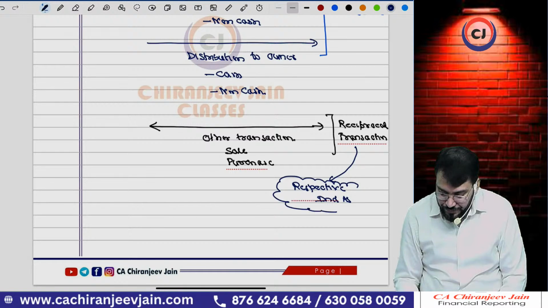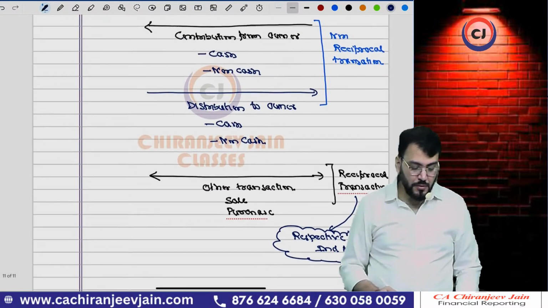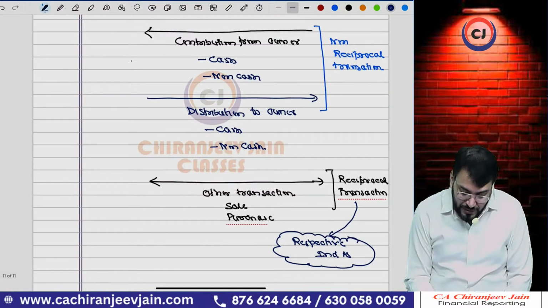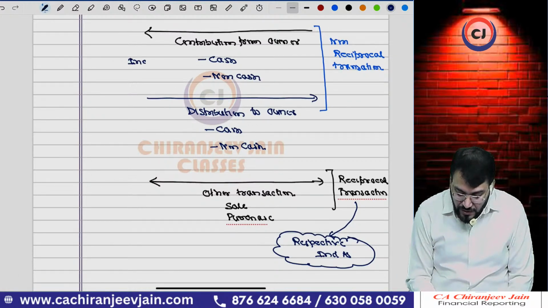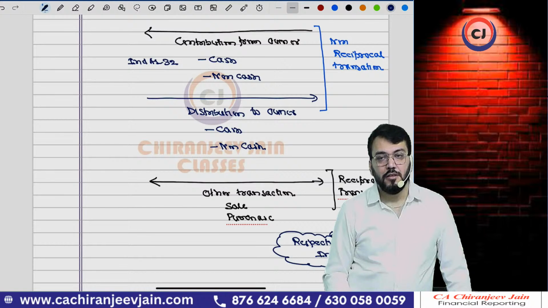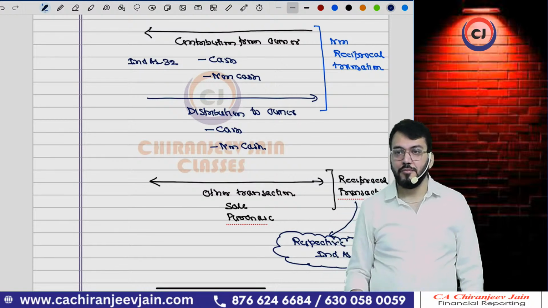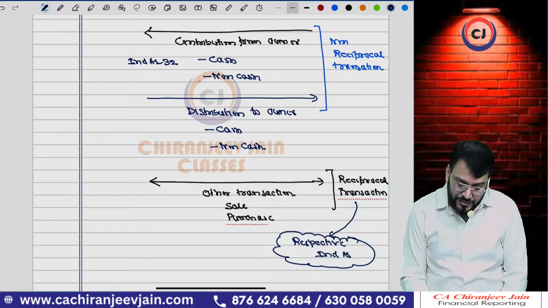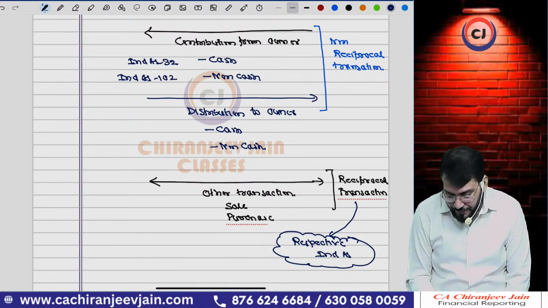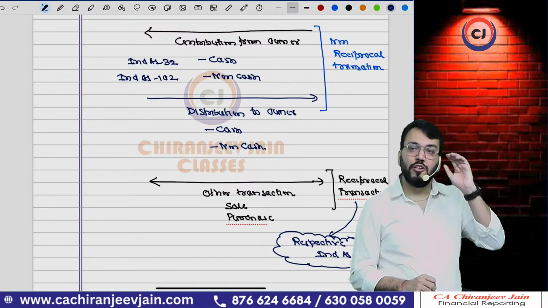Respective Ind AS. Understood? Now this contribution from owner in cash is covered under Ind AS 32. And non-cash is mostly covered in Ind AS 102.